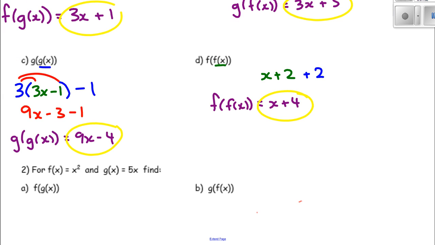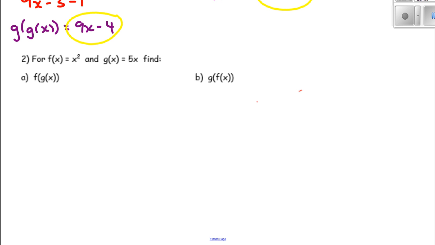And that's those examples. Here's another one, subbing functions into functions, a new set of functions. f of x equals x squared, g of x equals 5x. So find f of g of x.